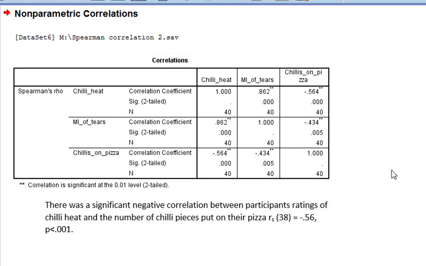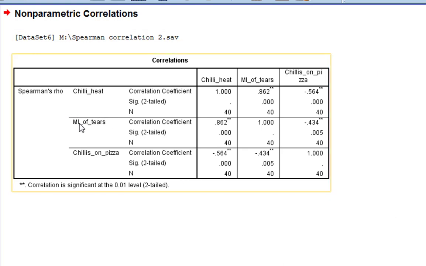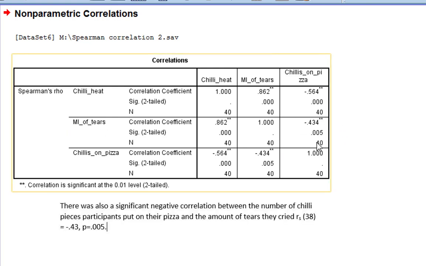There was a significant negative correlation between participant ratings of chili heat and the number of chili pieces they put on the pizza. And you can also see, because it's a matrix, it's correlated everything with everything, millilitres of tears also has a negative correlation with the number of chili pieces people are putting on the pizza, and we'd write this up also. In a similar way, there's also a significant negative correlation between the number of chili pieces participants put on their pizza and the amount of tears that they cried.